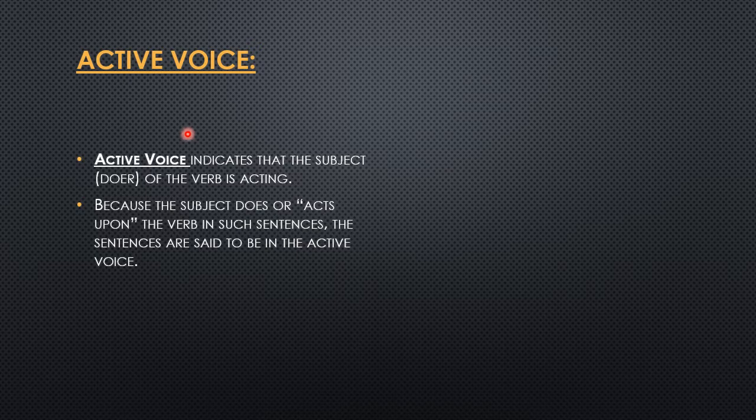First of all, active voice. What is active voice? Active voice indicates that the subject of the verb is acting. So students, the subject is the doer of the sentence. Someone who is doing, who is acting upon something, is called the subject of the sentence. Because the subject does or acts upon the verb in such sentences, the sentences are said to be in the active voice. As I have told you before, a sentence in which the subject is doing something, acting upon something, is called active voice. Let me explain further with the help of examples.